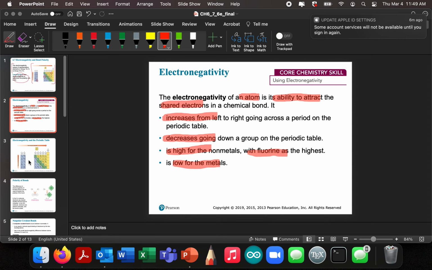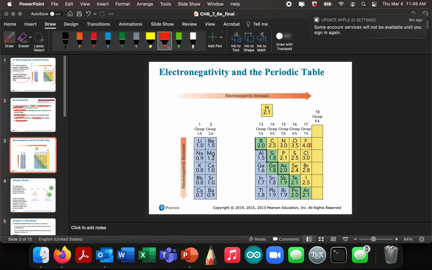Okay, let me go back to that graphic again now. You see that the highest of all of these is fluorine, okay? And the lowest is cesium, so it goes up in that direction. It increases in this direction, it decreases in that direction. It increases across here, increases that way, all right? If you put those together, you can see that the highest is here and the lowest is here.